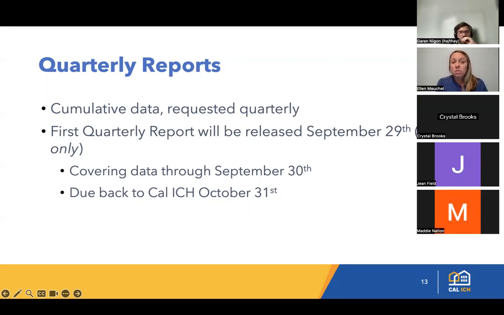The first quarterly report for ERF 2R will be released this Friday, September 29th. One thing we want to call out is that this will be for Wave 1 grantees only. So those are grantees who have received funding at this point. We understand this is the first time that Cal ICH is working through this process, so we appreciate your flexibility as we do that. This is the first time we've had different waves of grantees receiving funding at different staggered times. And so we're trying to accommodate that and make sure that we're asking the correct information of the correct people.